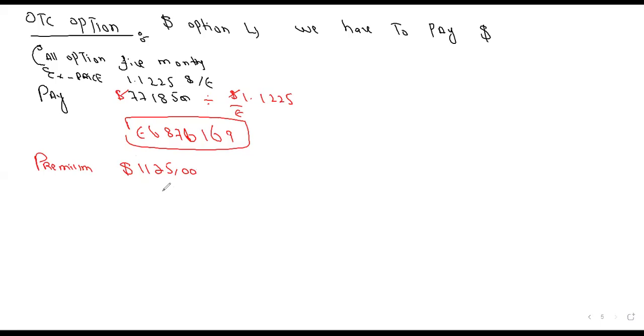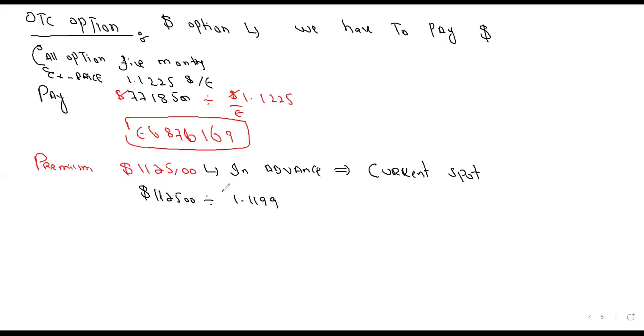But remember, always the premium cost is being paid in advance. So for the conversion, always use the current spot. So what was the current spot that was given to you people in this question? 1.1199 dollar per euro. So how much is the premium? 100,455. And what will be the total payment? Add these both.